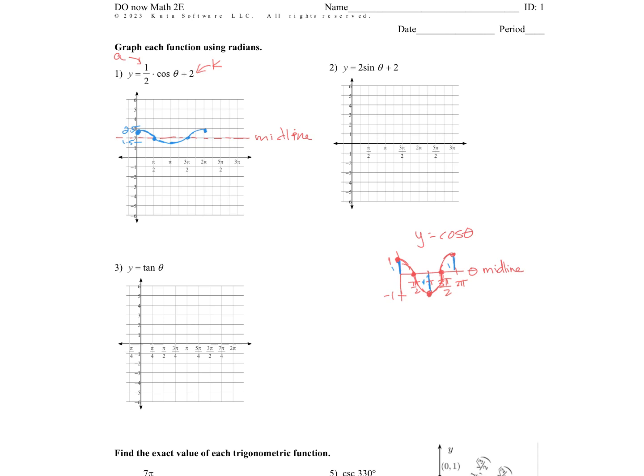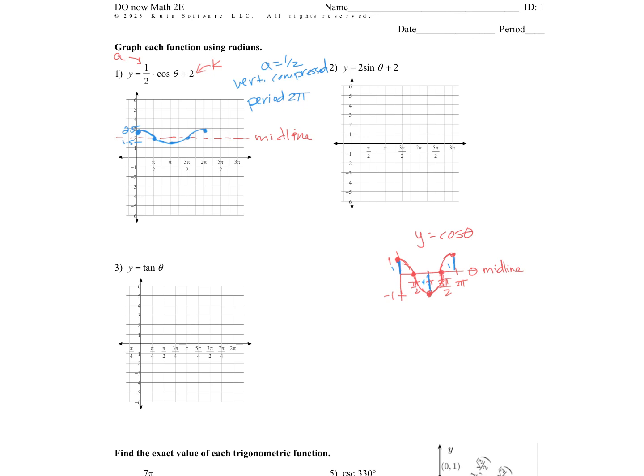This graph is very shallow. It's vertically compressed, and that's because my A is 1/2. My maxes and mins are only half a unit above my midline. Now this is one period of 2 pi. A period is how long it takes to do one cycle, max to my minimum back to a max.